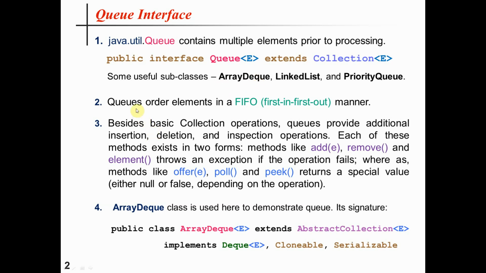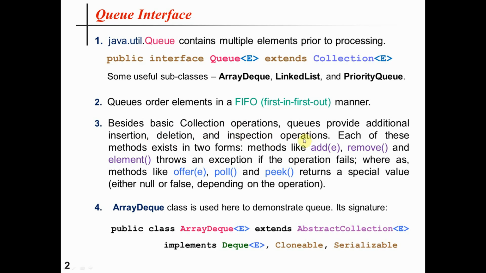Now the thing is that queues order elements in a FIFO manner. That means first in, first out. The element that is inserted in the queue first will be the first element to be removed as well. So that is why it is called FIFO, that is first in, first out. Now, besides supporting basic collection operations, queues also provide additional insertion, deletion and inspection operations.